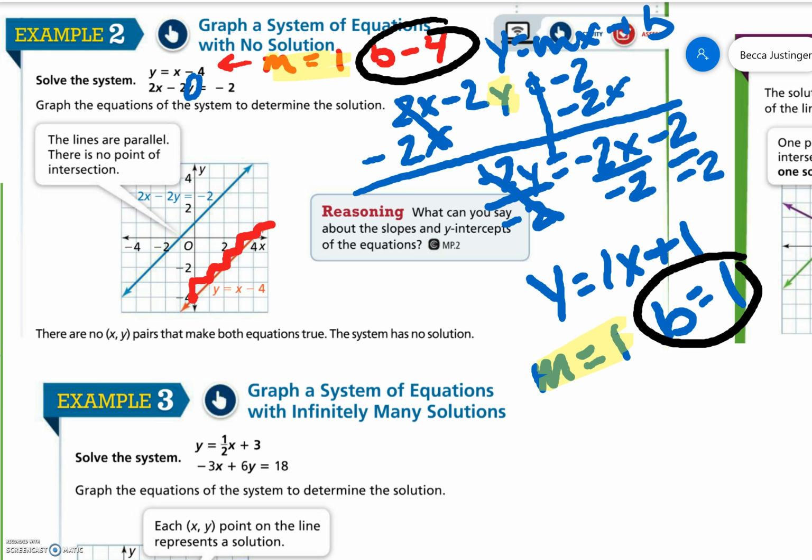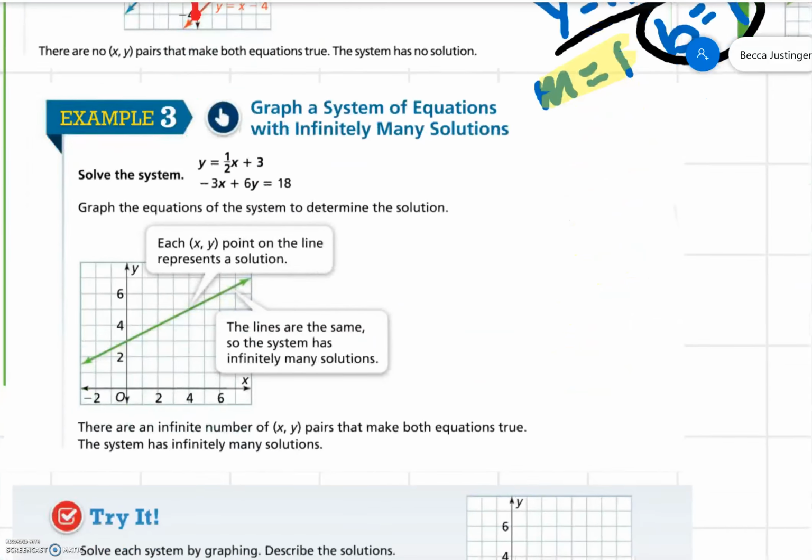So we could do that just by inspection, or we could then graph it. So we already graphed the first equation. Now we're going to graph this equation. It starts at positive 1, and the slope is 1. So rise 1, run 1. That's how we get the blue line. And then you can see visibly that there is no solution to these systems of equations.